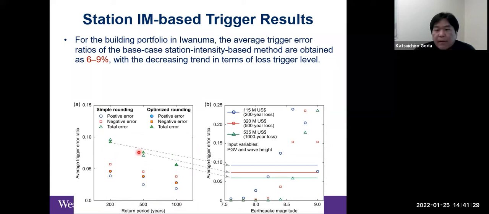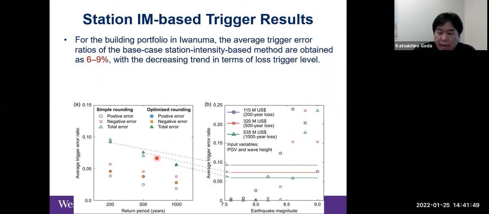And if we do this by just using the two parameters, what we can achieve is about 6 to 9% error, which is already smaller than the first generation trigger method.